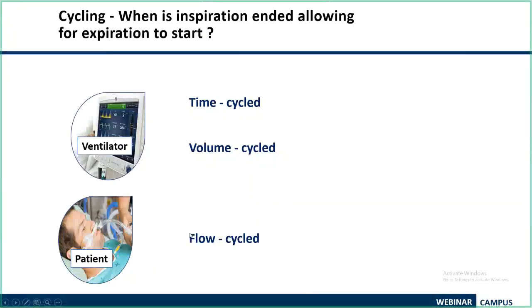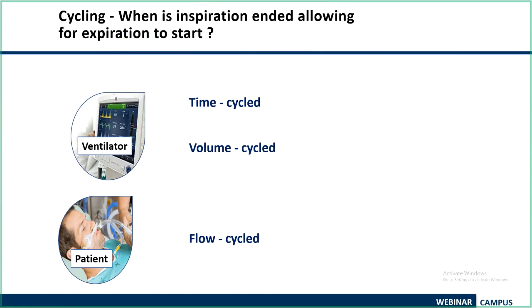Now coming to the cycling. The cycling means how the respiratory cycle is changing from inspiration to expiration. So that can be time cycle. I have explained, if you keep a respiratory rate of 10, that means every 6 seconds one respiratory cycle will end and another will start. So in 6 seconds your inspiration and expiration should end.